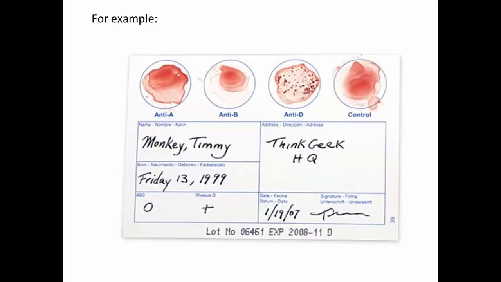The last thing that we need to do is find out, are they positive or negative for Rh? So here we add the anti-Rh, and we see a clumping reaction that occurs. So that means that this person's red blood cells have antigen Rh, meaning they're positive for Rh. And so now we know they are O positive. So that's how we would figure out an unknown sample of blood to what type that was.